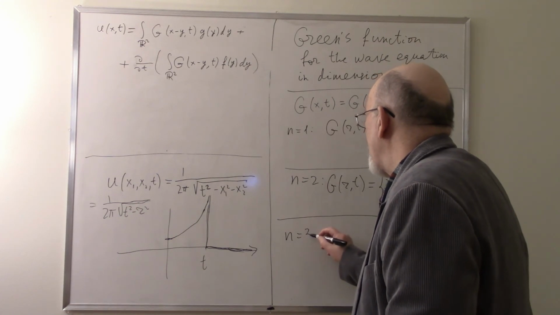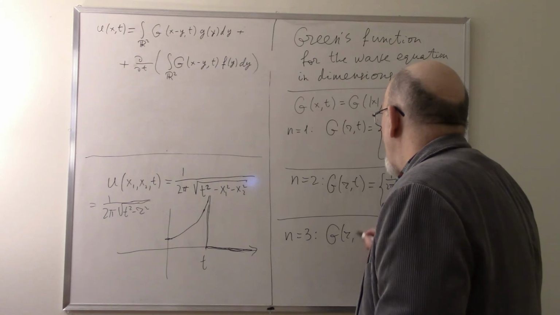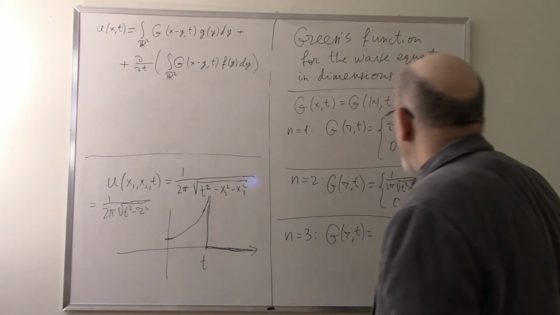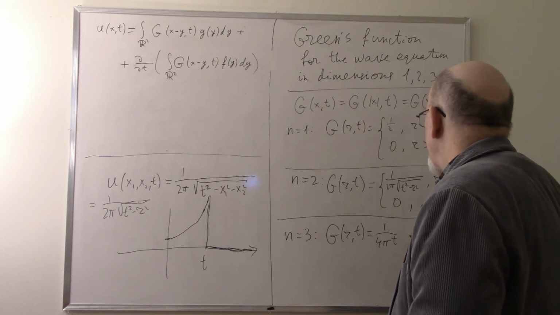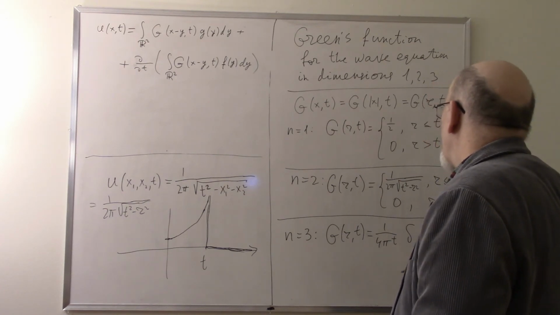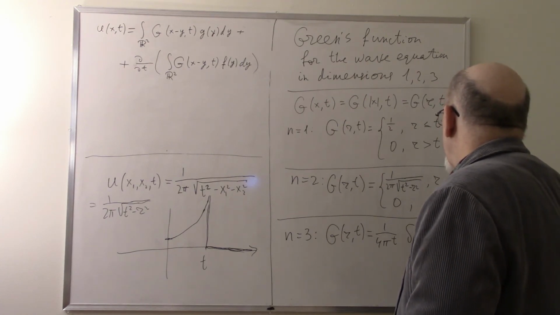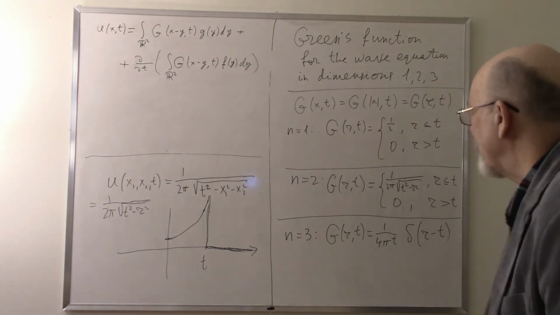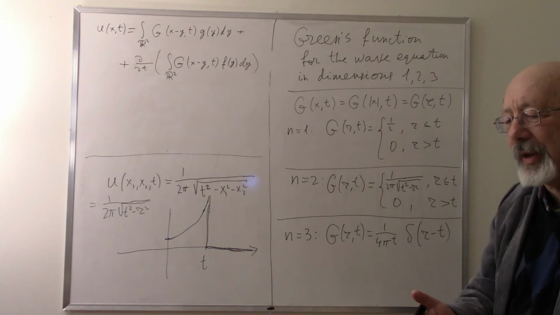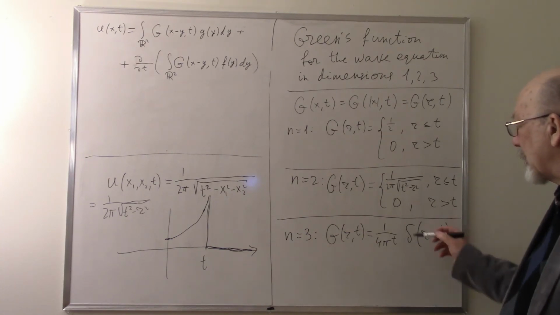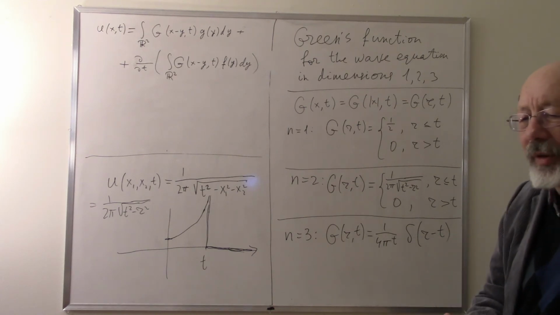N equals 3. G of r, t equals 1 over 4 pi t delta function of r minus t. Because we integrated over the sphere, and anyway we got this first, this delta, and then it is interpreted as integration over the sphere.